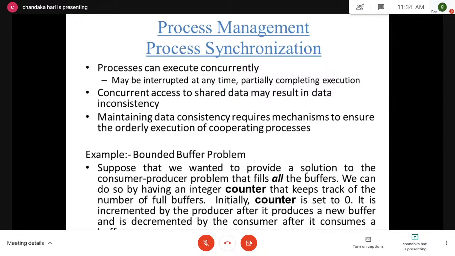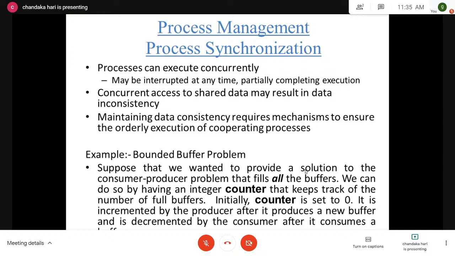Now both the producer and consumer are using one variable, call it counter. Whenever the producer produces an item into the buffer, the counter value is incremented. Whenever the consumer consumes an item from the buffer, the counter value is decremented. Producer and consumer are both cooperating processes, both sharing a common variable called counter. Producer is always incrementing, consumer is always decrementing. This is what it means.